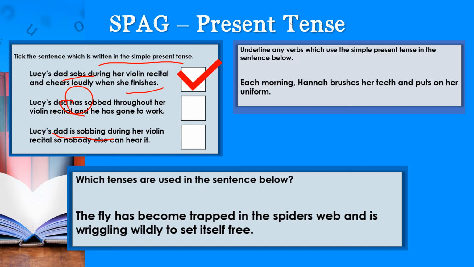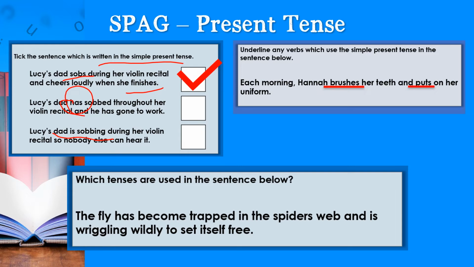The second question, we have to look for verbs that use simple present tense. So remember, simple present, we think about the S on the end, sometimes an ES. So brushes her teeth and puts on her uniform. Once again, simple present tense is used to describe a ritual.